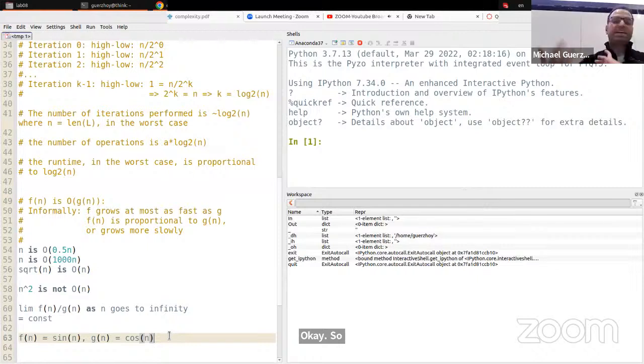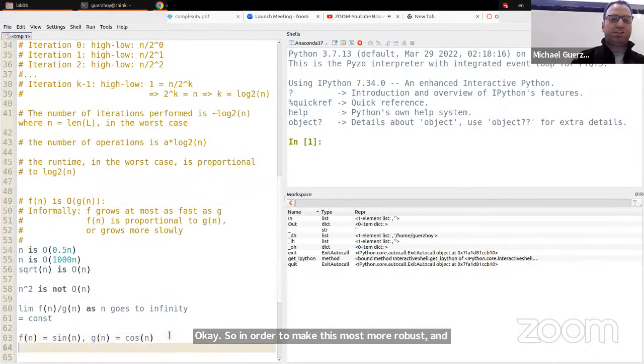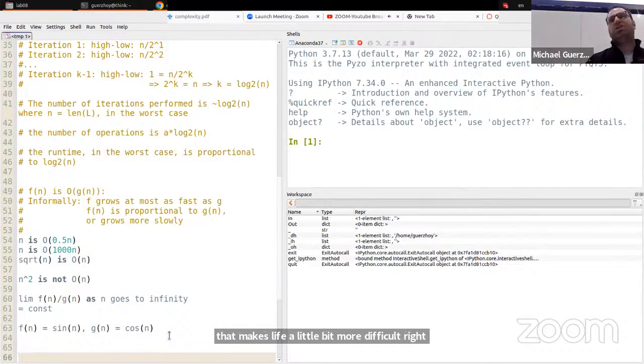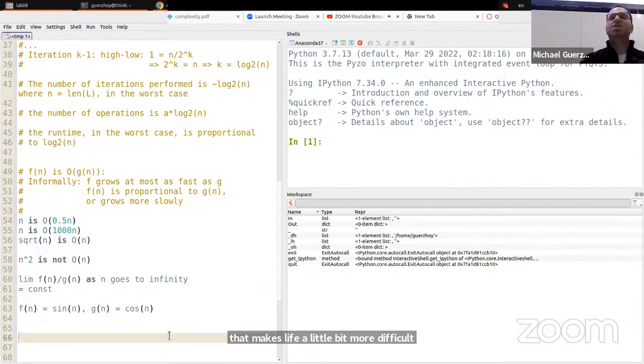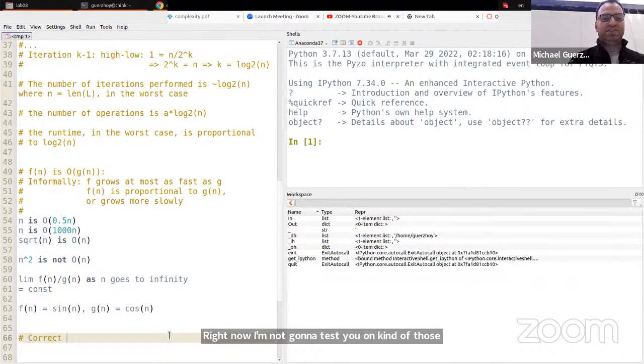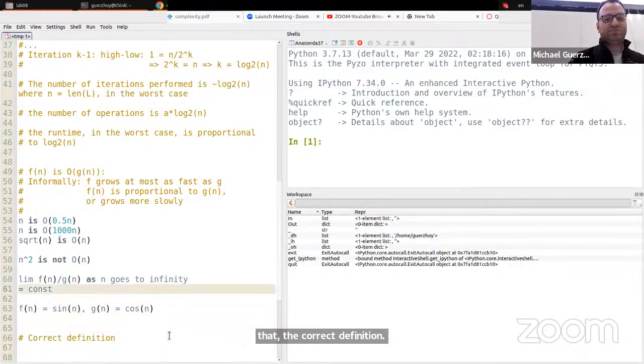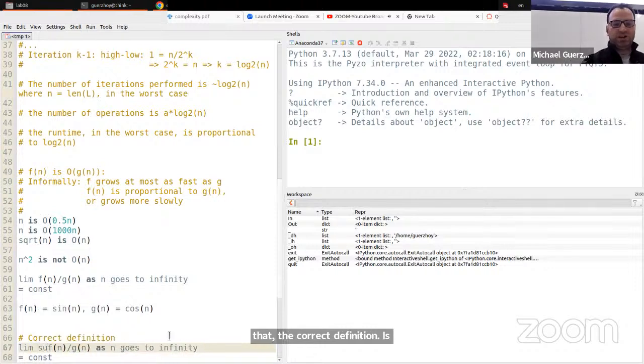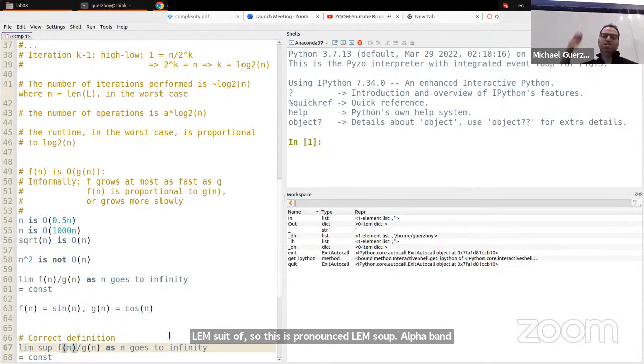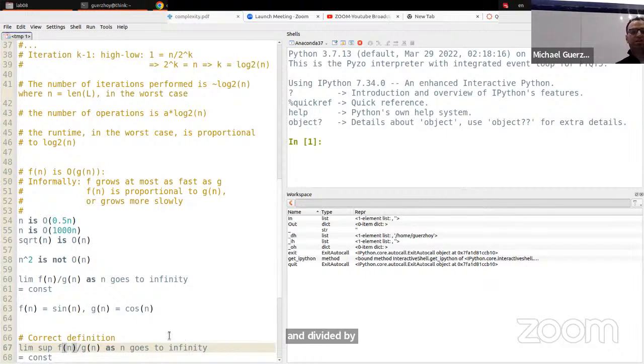In order to make this more robust, and that makes life a little more difficult, I'm not going to test you on those calculus definitions. But technically the correct definition is: lim sup of f of n divided by g of n, as n goes to infinity, is a constant. This is pronounced lim sup.